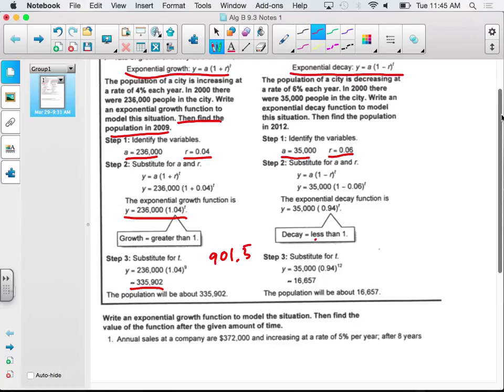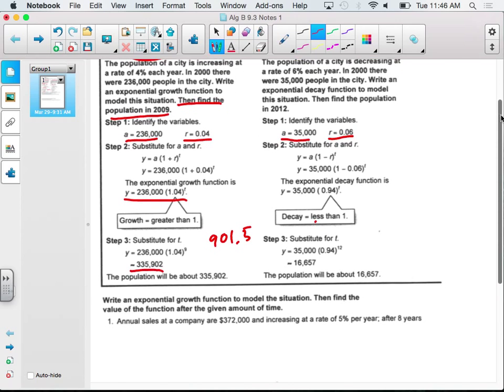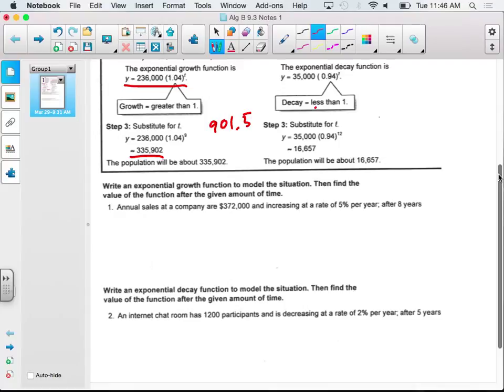So when we were dealing with our first one, it was exponential growth, right? So we got a number that was greater than our starting value. So that makes sense. And then for decay, we started with 35,000 people, and we ended up with a number that's less than that. So that makes sense too. All right.